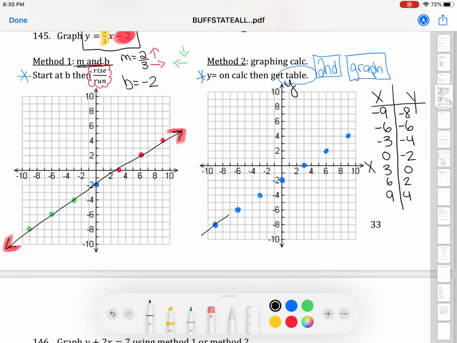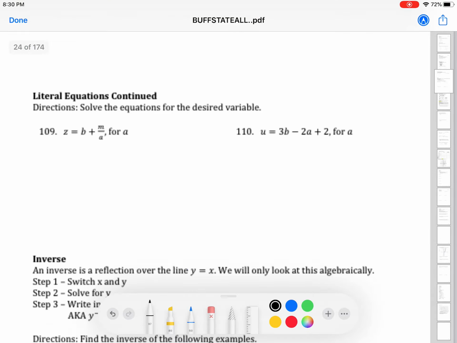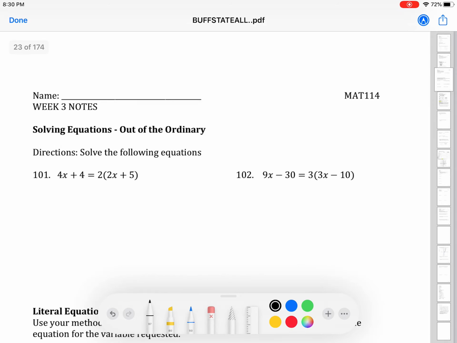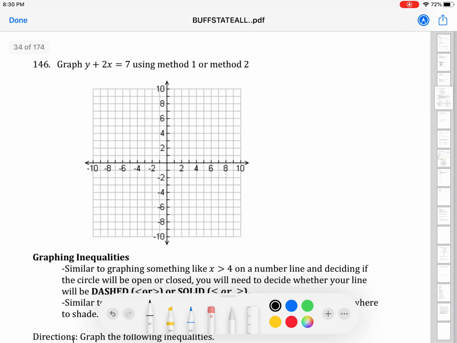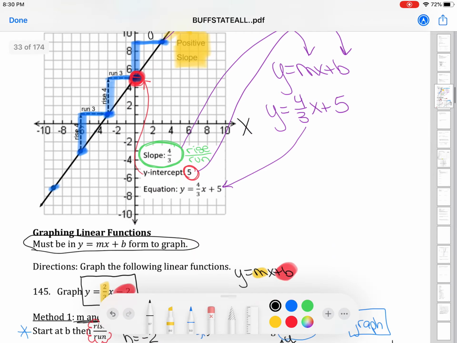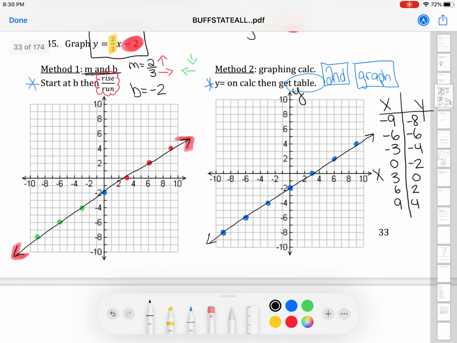Okay, but if you plot the rest of your points, this is ultimately the graph you're going to have, and you would just connect them like we did with the last method and an arrow at the end, because as you could see by the table on our calculator, it did continue on forever and ever.